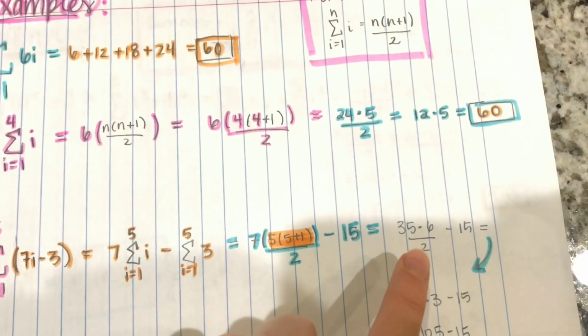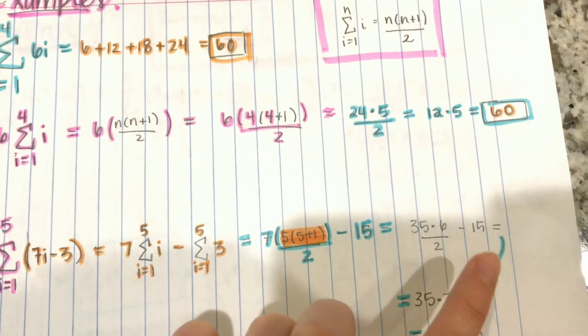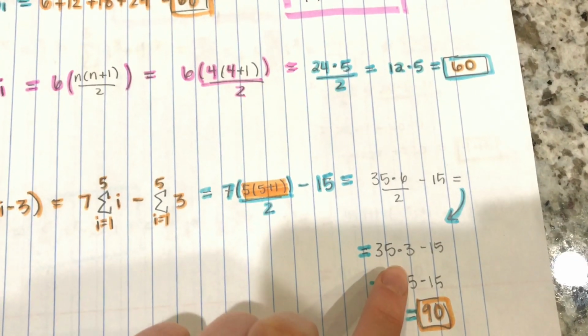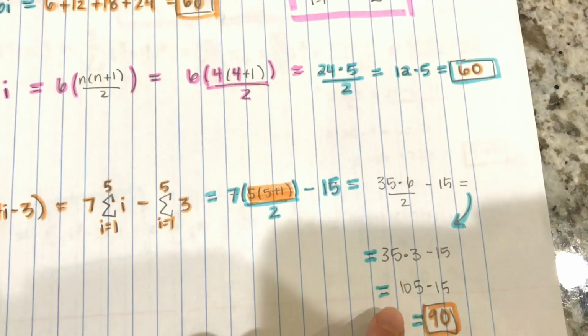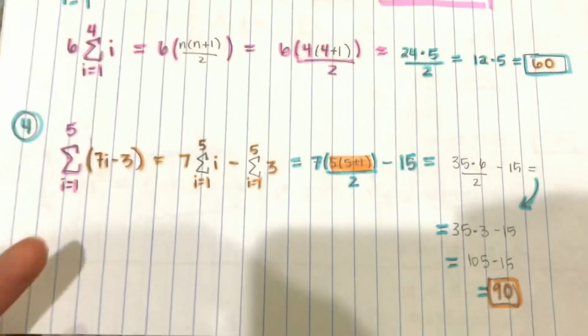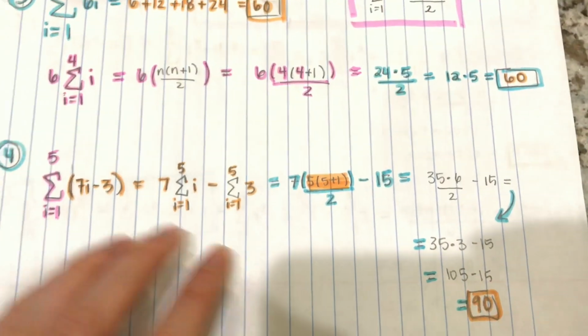This equals 35 times 6 divided by 2 minus 15, and then I factored out the 2, so this becomes 35 times 3 minus 15. 35 times 3 is 105, so 105 minus 15 is 90. And you could also write it out analytically to double check yourself.